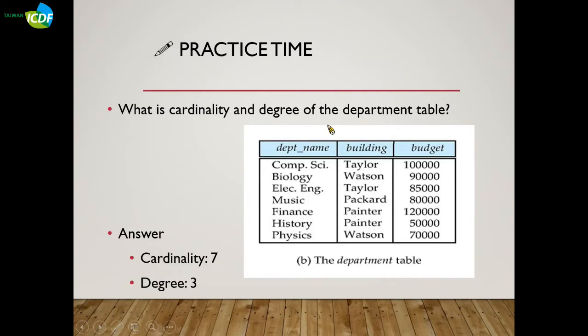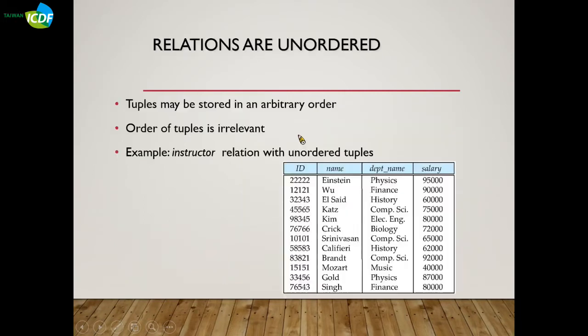Okay, now let's discuss the answer. In this department table, there are 7 tuples, so the cardinality is 7. And because there are 3 attributes, the degree is 3.